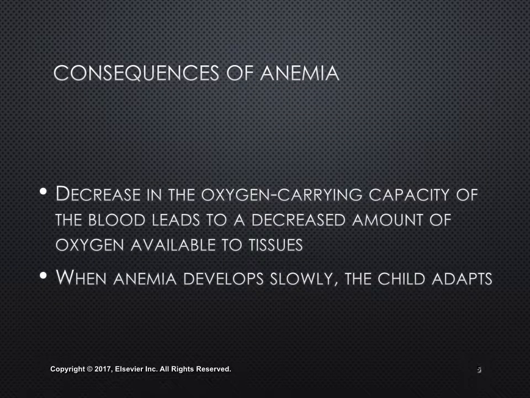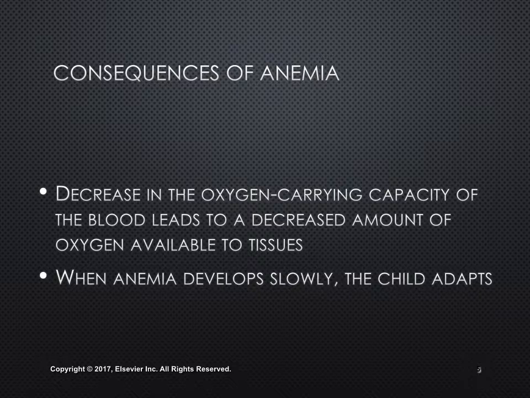When we look at the consequences of anemia, what we get is a decrease in oxygen carrying capacity of the blood, and that leads to decreased amounts of oxygen available to the tissues, like I was saying, a hypoxic issue. And so we would see cyanosis, which results from the increased quantity of deoxygenated hemoglobin in the arterial blood. It doesn't tend to be as evident, but we do get things like growth retardation that results from decreased cellular metabolism.